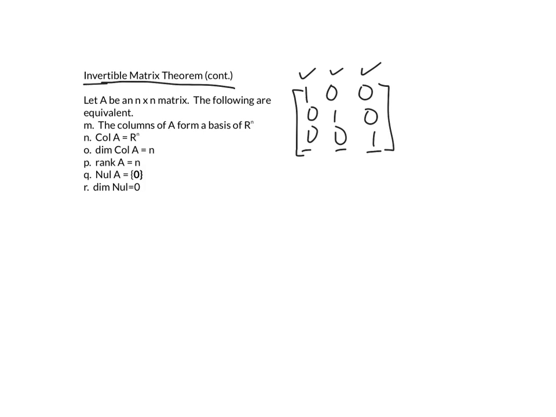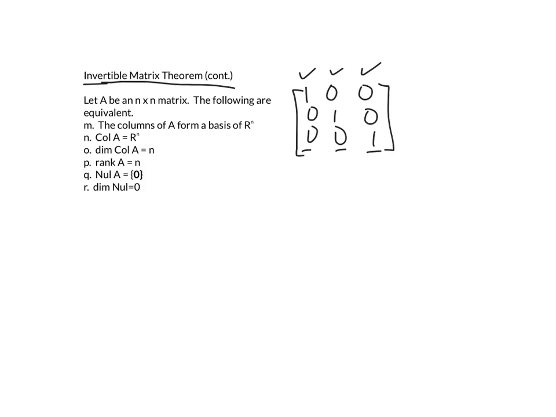The third thing says that the dimension of the column space is equal to n. Again, if our column space is just the three standard basis vectors, then there are three vectors, so that works. The rank is equal to n. And again, the rank is the dimension of the column space, so check.